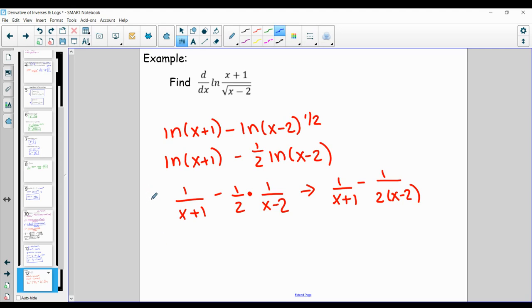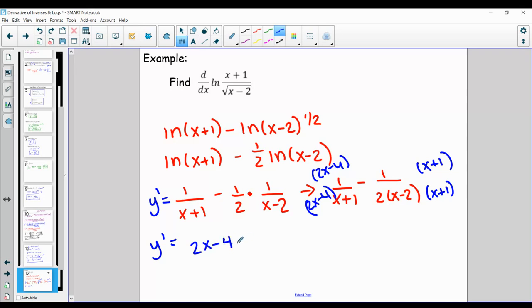Okay, so you could leave that as your answer. I'll just put y prime so we know that we're doing the derivative here. If we wanted to combine them together, I could get a common denominator, right? So I would need an x plus 1 over here and here, and I would need a 2x minus 4 here and here. So if I multiplied that out, I would get 2x minus 4. Don't forget to distribute this negative if you're going to do that.